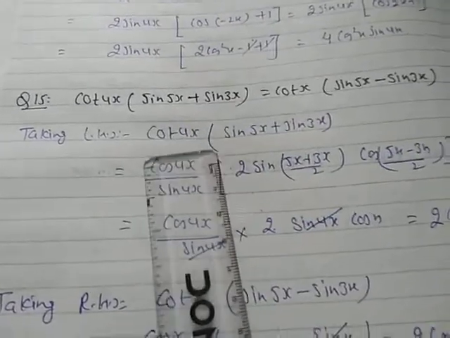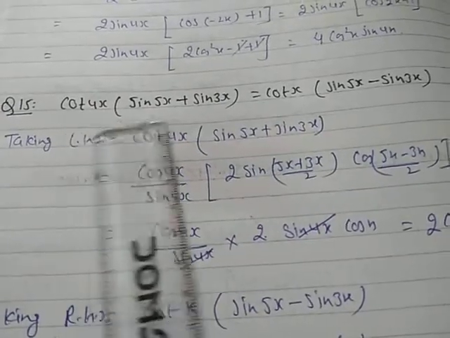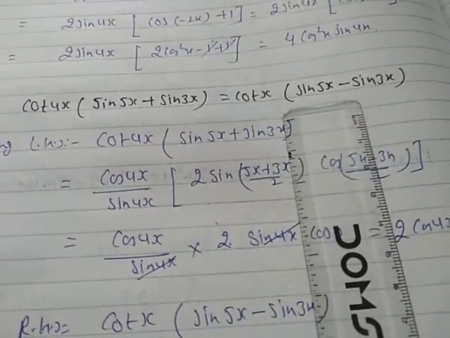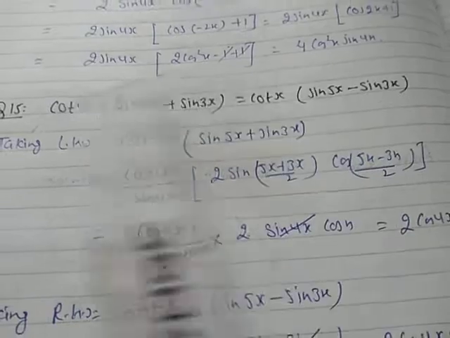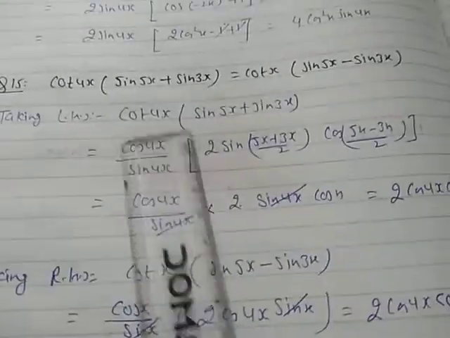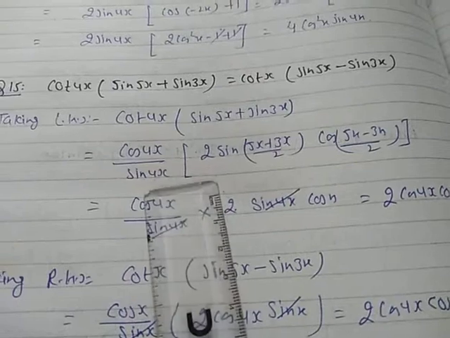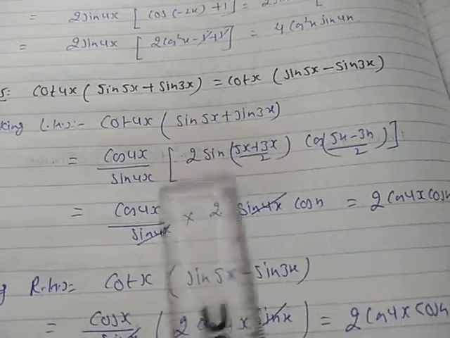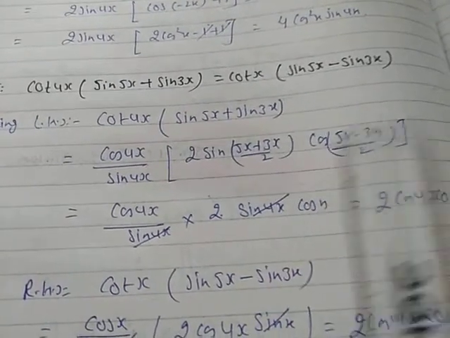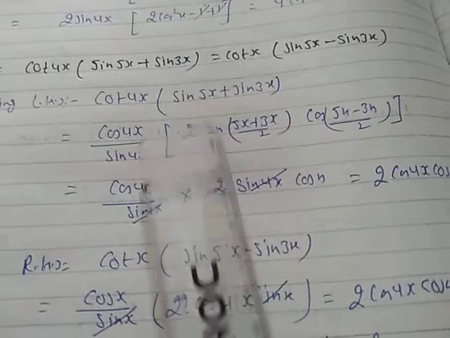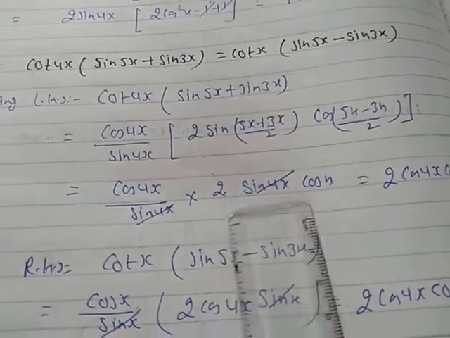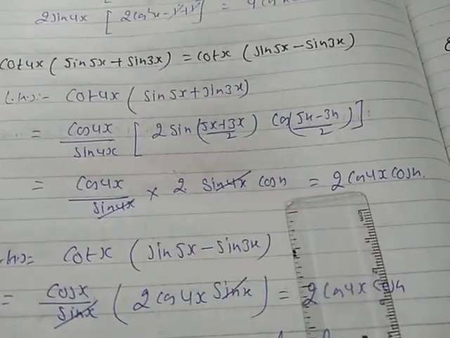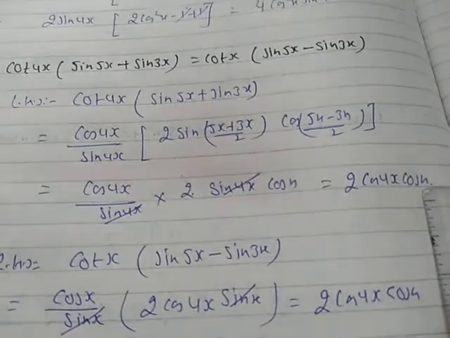In question number 15, we have to prove cot 4x under bracket sin 5x plus sin 3x is equal to cot x under bracket sin 5x minus sin 3x. First, we need to take LHS. LHS: cot 4x is written as cos 4x by sin 4x, and here we have to use the formula sin A plus sin B: 2 sin (5x plus 3x)/2 cos (5x minus 3x)/2. After doing calculation, cos 4x upon sin 4x into 2 sin 4x into cos x.